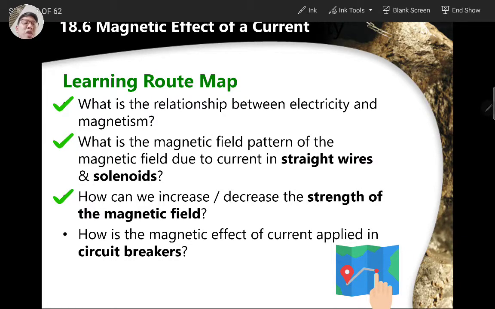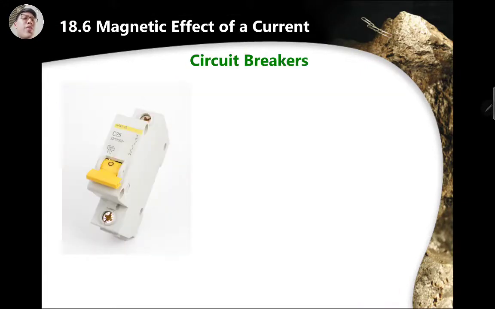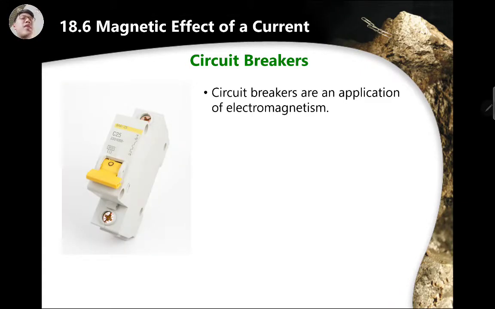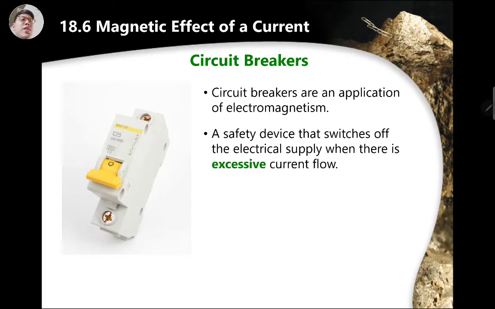And so that's the application of circuit breakers, which is actually something we've talked about already. So I'm going to go quite quickly through this, okay? Circuit breakers are an application of electromagnetism. A safety device that switches off the electrical supply when there's excessive current flow. So when there's a lot of current flow, you switch off the device. How does this work? The core component is an electromagnet.